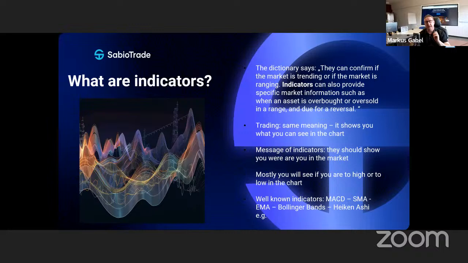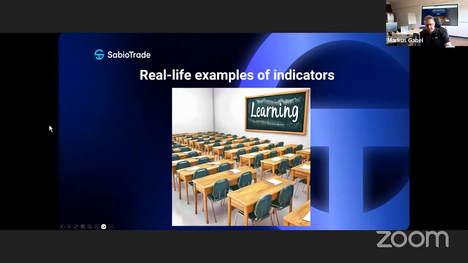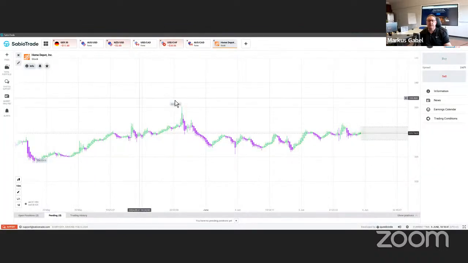And that's a big difference, because especially beginners have big hopes that an indicator will help them become a better trader, or that an indicator should help them make profits. But unfortunately, it is absolutely not working in that way. We need to understand how to use indicators. So where do you find your indicator right now? For example, let's see an example here in our SabioTrade.